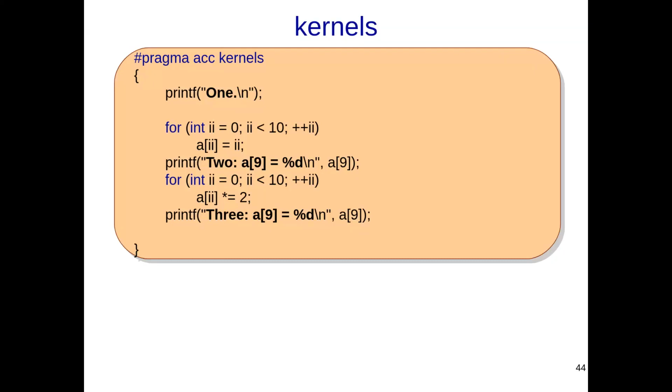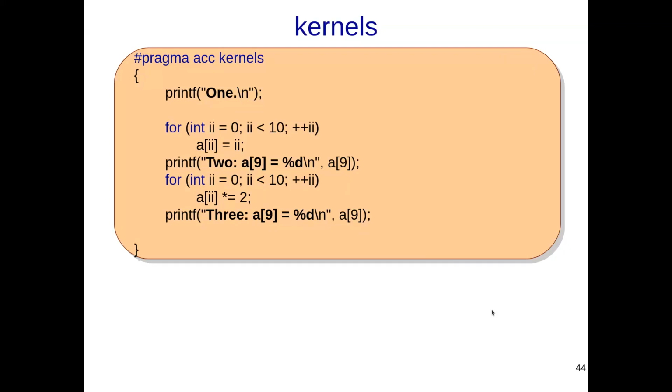When we add hash pragma ACC kernels, we let the compiler figure out what should be parallelized and where it should be parallelized, whether it should be running on CPU or GPU and so on. And we expect the output to be similar. So we expect that printf 1 should get printed on the CPU, and that should occur first. A of I equal to I, this is a for loop, and therefore it should get parallelized, even though the loop count is small in this case, but in general it can be parallelized. So this first for loop should get parallelized onto the GPU.